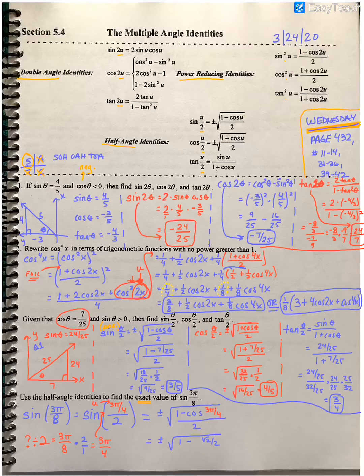3 pi over 4, though, is in quadrant 2. And what do we know about cosine in quadrant 2? All students, so that sine is positive, everybody else is negative, so cosine is negative. So cosine of 3 pi over 4 is negative square root of 2 over 2. So my expression right now is plus or minus the square root of 1 minus the negative square root of 2 over 2, all divided by 2.